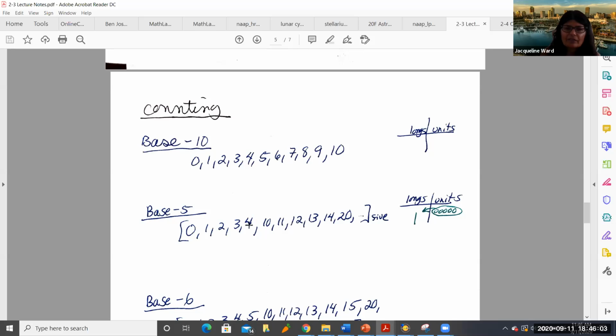So in base 5, after 4, you add one more unit, and now you're at 10 base 5, because you have one group of 5 and 0 ones. Then you have one long and one unit, one long and 2 units, one long and 3 units, one long and 4 units. When you add another one, you now have 5 units, so you could exchange that for another long. And you have 2 longs and 0 units, etc. I just put brackets around here and wrote the 5, so I don't have to keep writing 5 on each numeral.